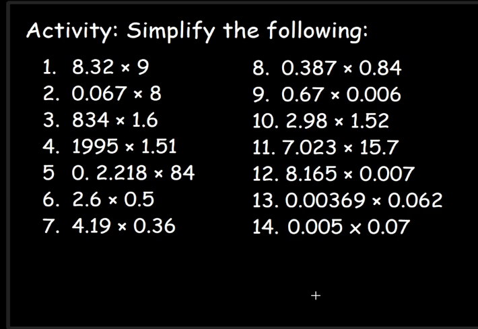So the next thing is the activities. Please do well to go through them. The first 7 have to do with multiplying decimals by whole numbers, while the other 7 have to do with multiplying decimals by decimals. Please, these are basic things you always see at the grade level mathematics.